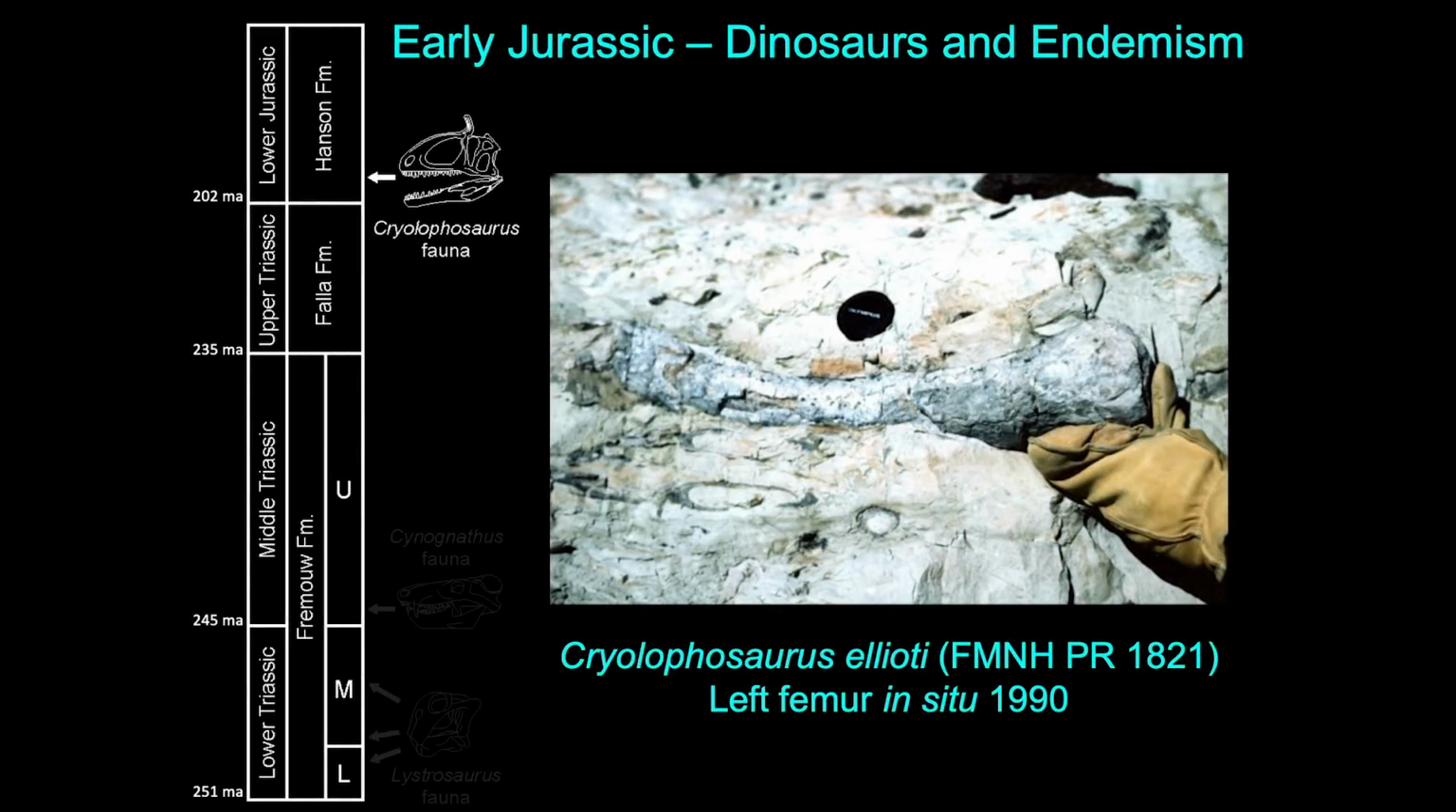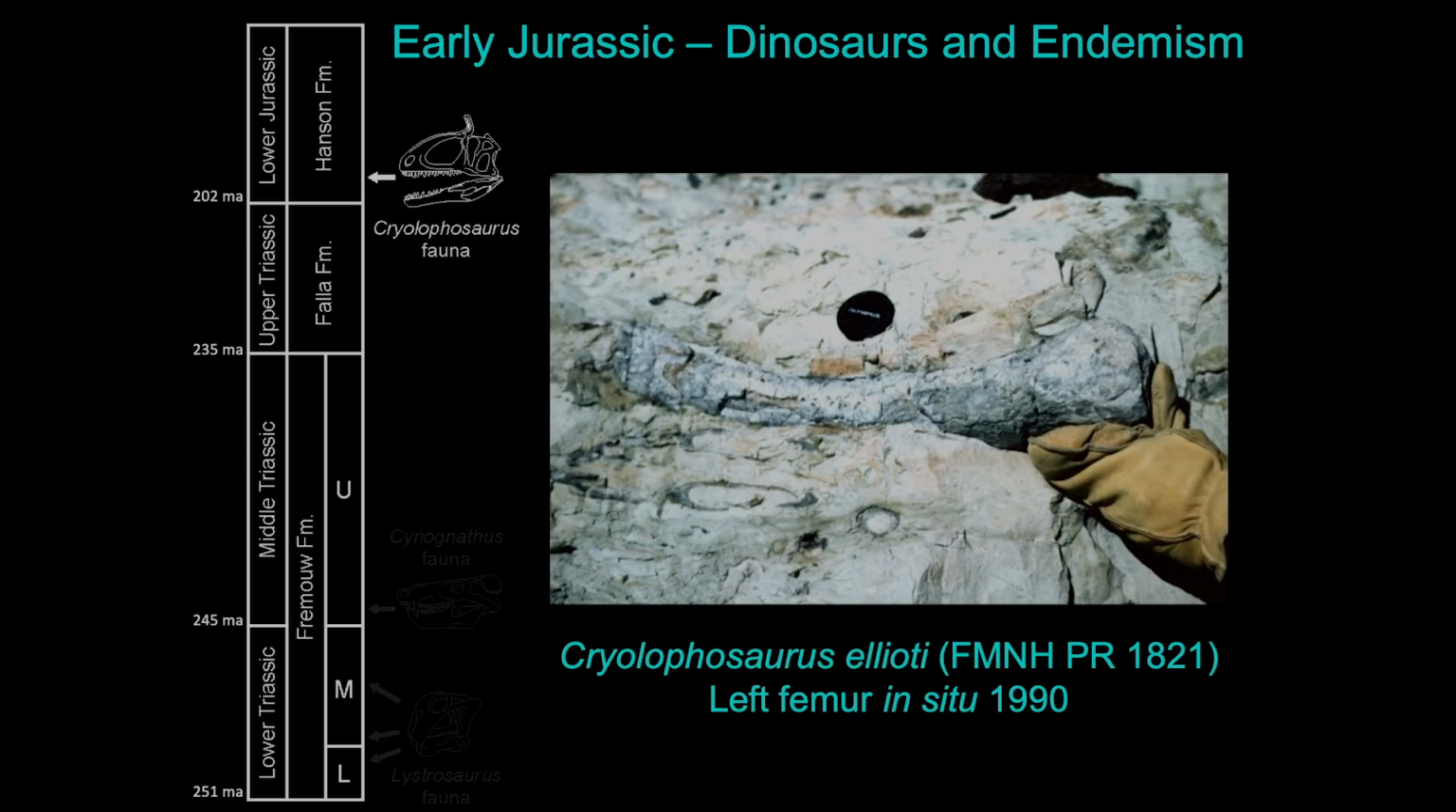Okay, now we're going to keep marching forward in time. We have rocks from the late Triassic, but no really definitive vertebrate specimens from this region, the central Transantarctic Mountains. So we've got a gap in the record, and then we get into the early Jurassic, represented by the Hanson Formation, where we get our first dinosaurs.